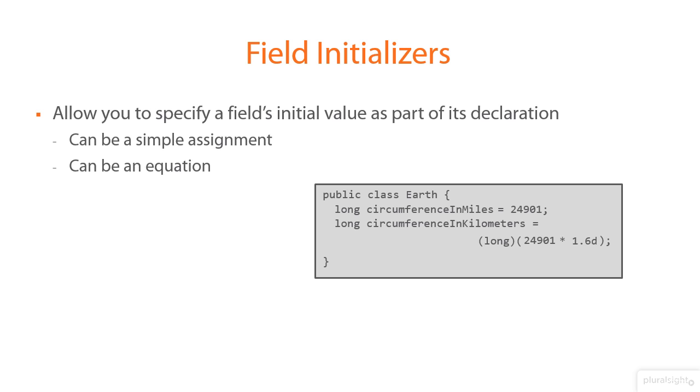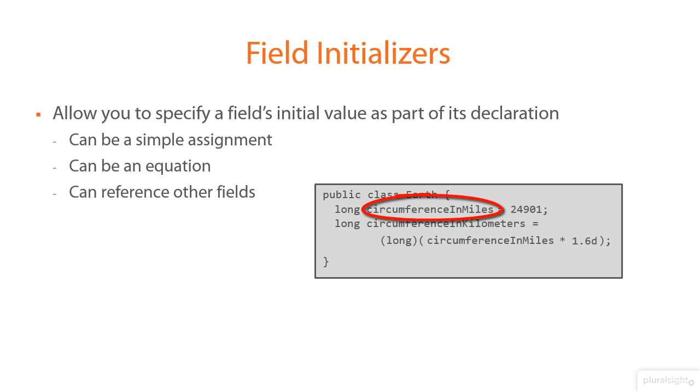But if we look here, you see that we're duplicating that 24,901 in two places. It'd be nice to only use it once. Well, we can actually reference other fields in our field initializers. So we can take that 24,901 and replace it with the field circumferenceInMiles. So the equation would then use the value of circumferenceInMiles when it does the calculation. So things are getting better and better as we go along here.